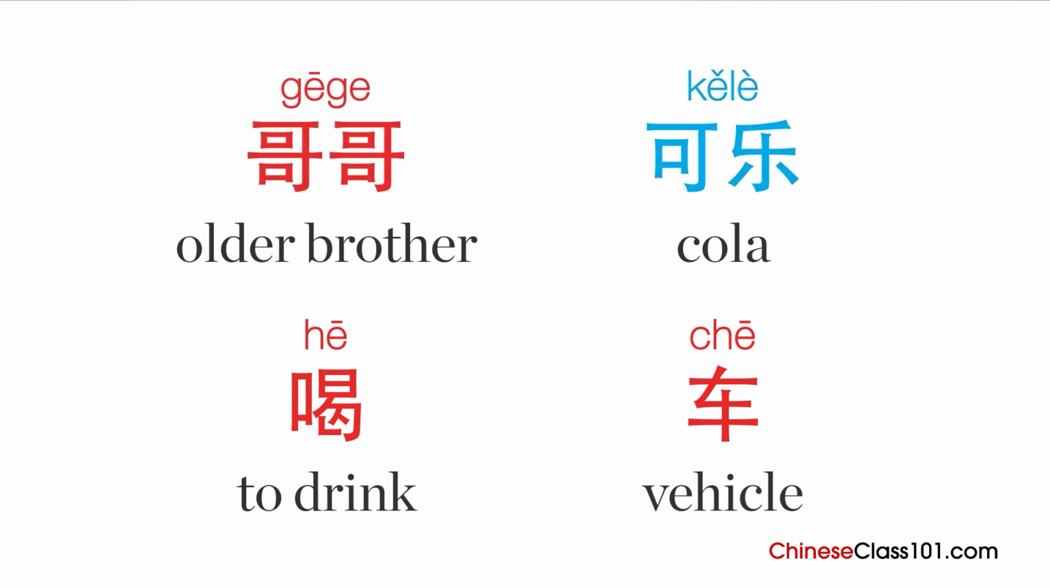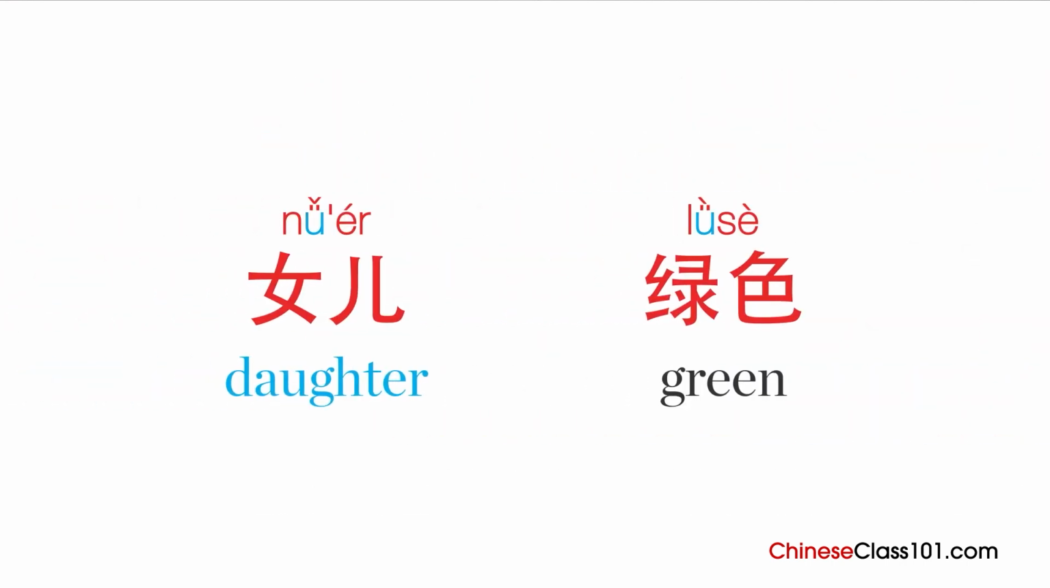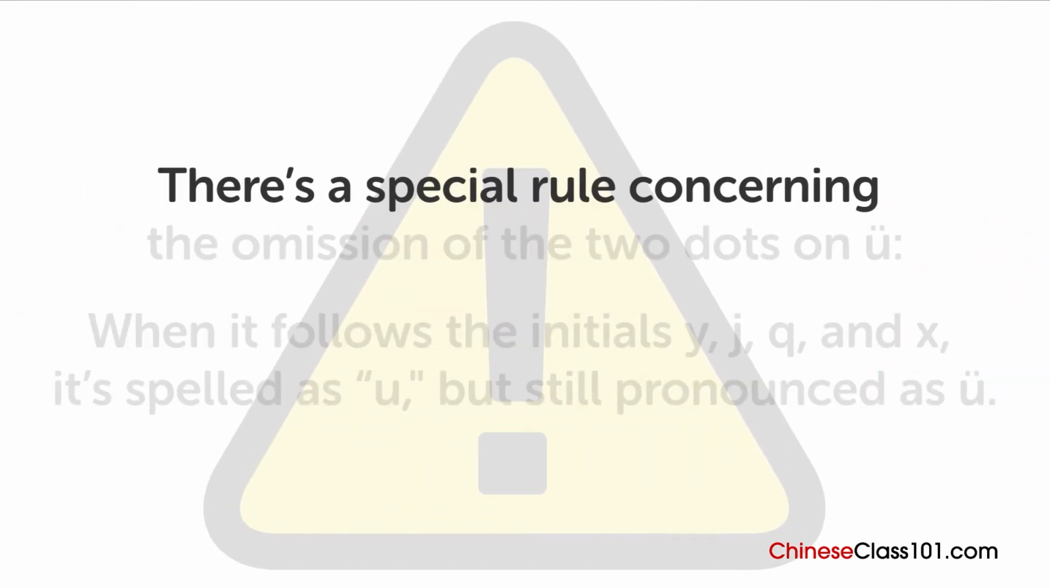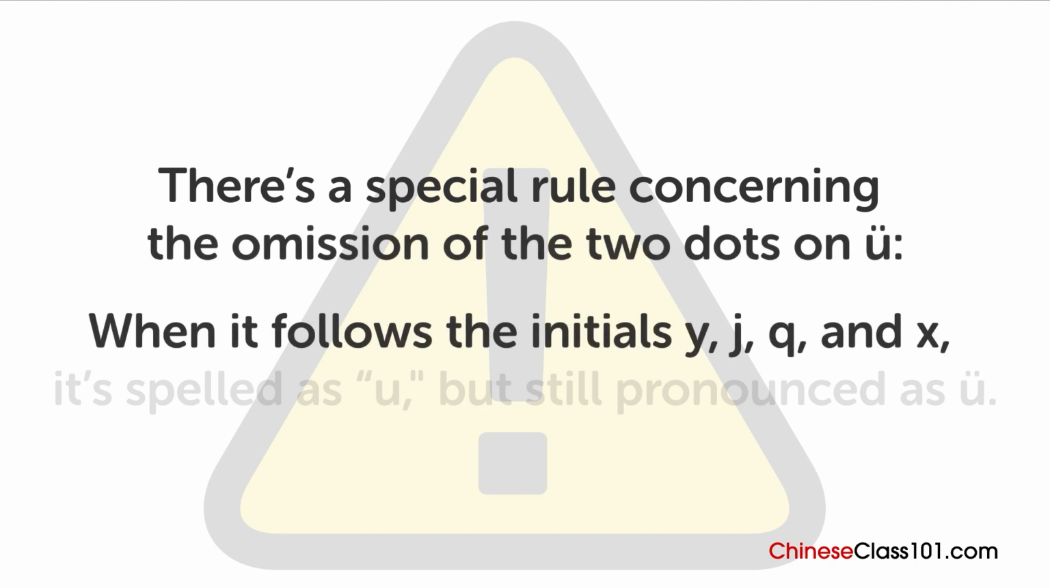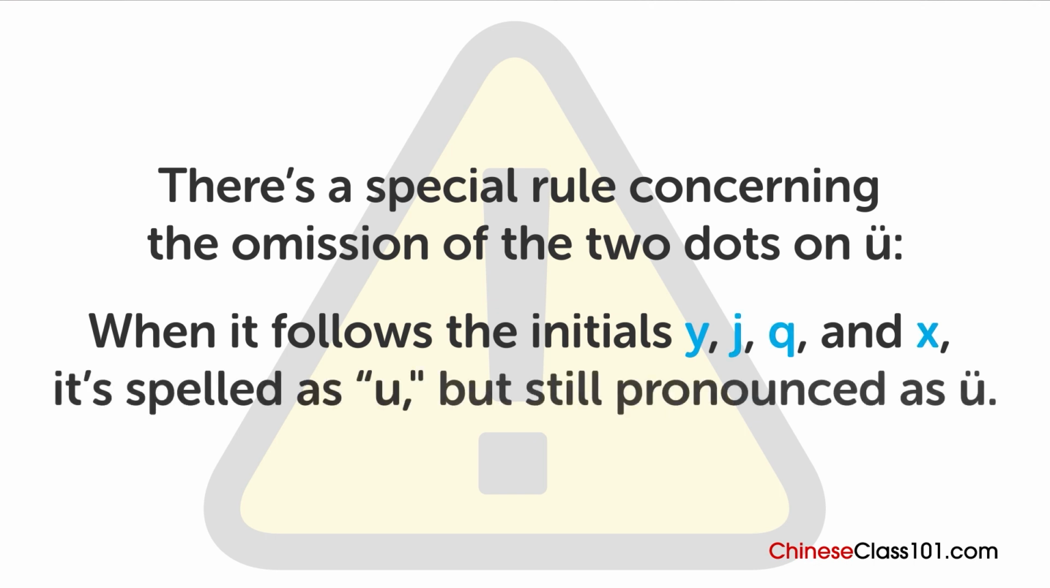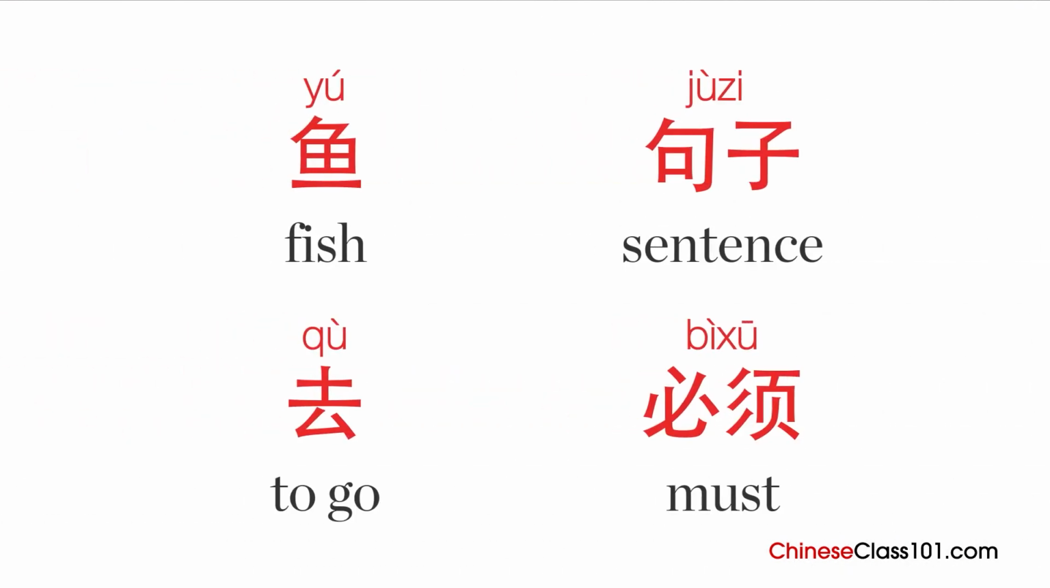哥哥, 可乐, 喝, 车. Unlike the vowel U, Ü has two little dots on top. To make this sound, try to round up your lips as much as you can. For example, 女儿, 绿色. There's a special rule concerning the omission of the two dots on Ü. When it follows the initials J, Q, X, and Y, it's spelled as U, but still pronounced as Ü. For example, 鱼, 句子, 去, and 必须.